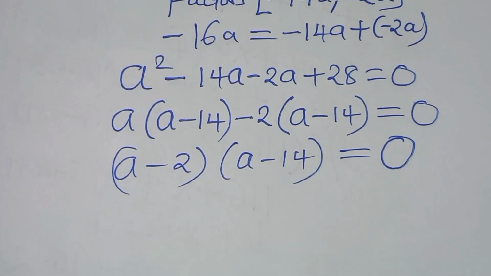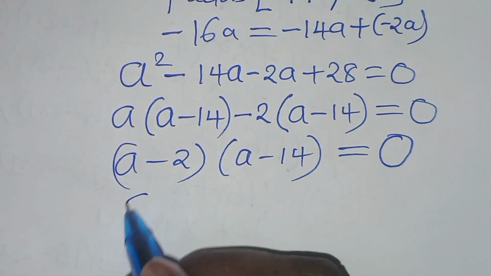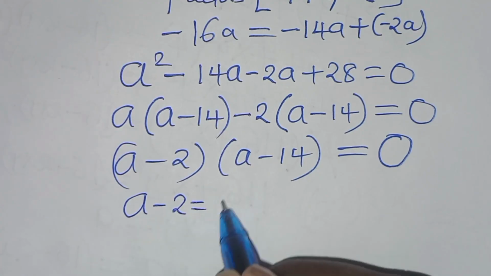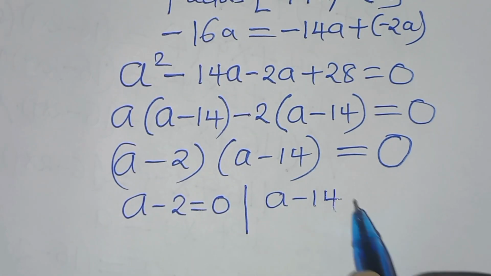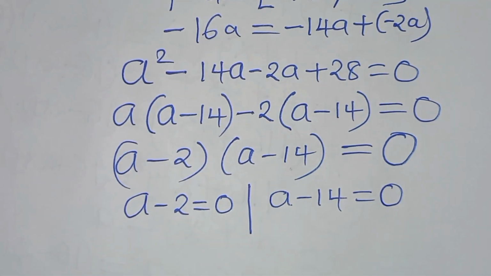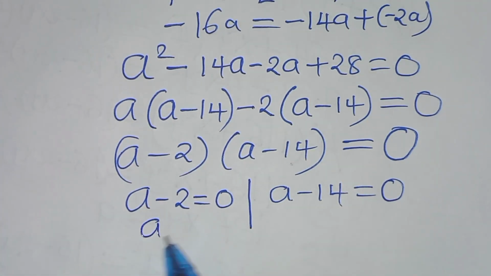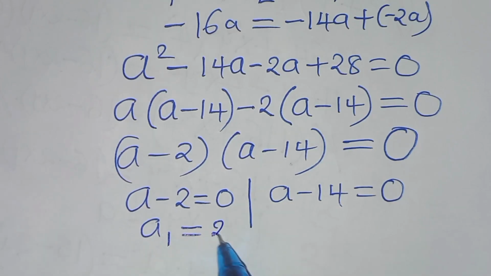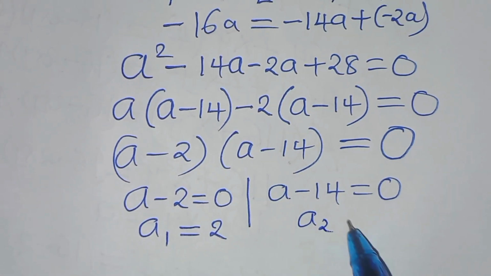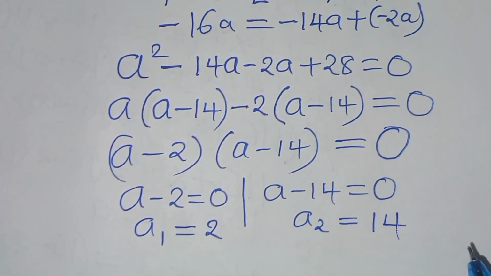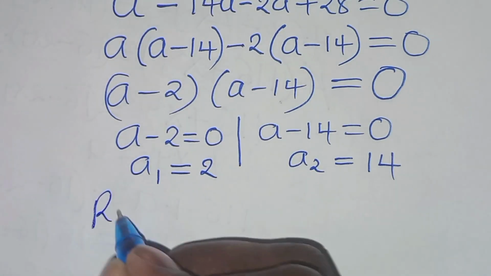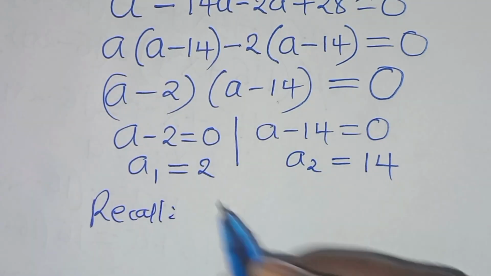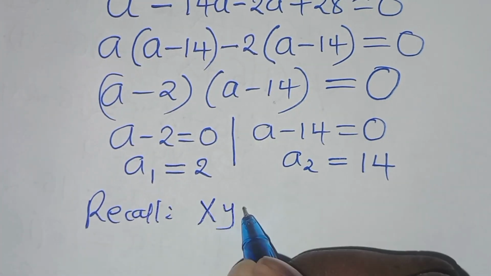So this implies that we have two parts here. The first part is a minus 2. This is equal to 0. The second part here is a minus 14. This is equal to 0. We have the first value of a, that is a1, is equal to 2. And a2 from here, this is equal to 14. But now, if you recall, we are saying that let xy be equal to a.